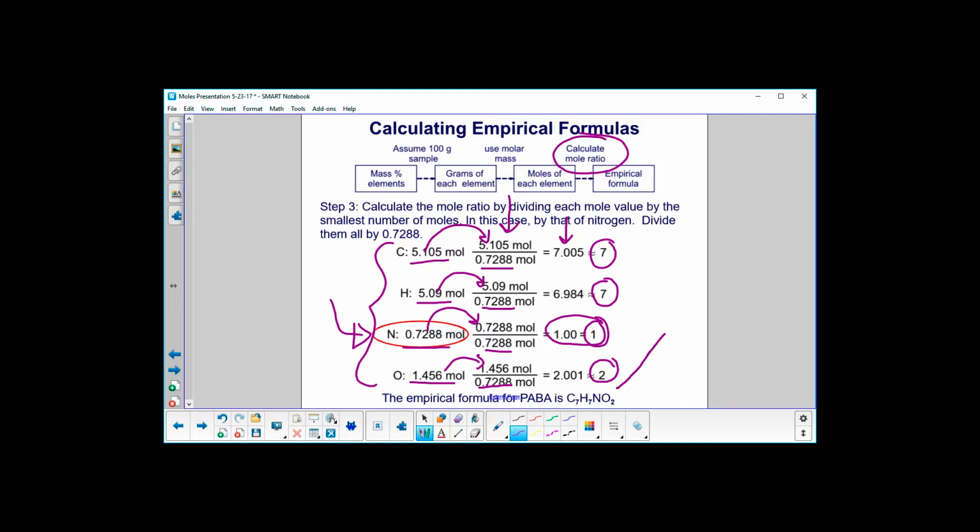And then we can write it like this. C7, there's the 7, H7, there's the H. Then we have N, just one N, and then we have 2 O's. So there we go. That's the empirical formula.